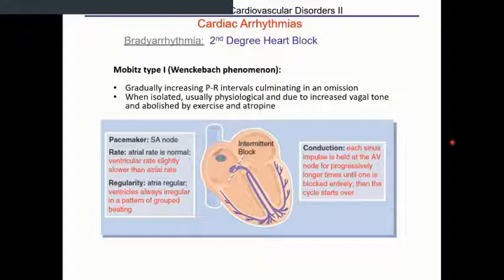The atrial rate is normal, but the ventricular rate is slightly slower than the atria, leading to intermittent block. So the atria is regular, while the ventricle sometimes has an irregular pattern of group beating. Conduction of each sinus impulse is held at the AV node for a progressively longer time until one is blocked entirely, and then the cycle starts all over again.